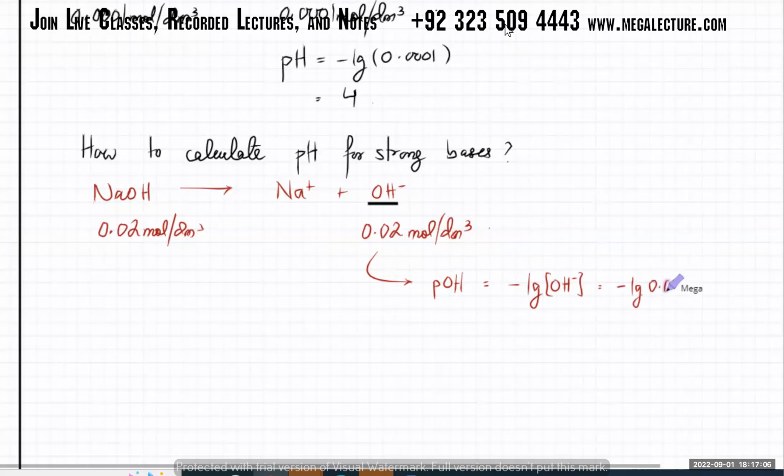क्या value आ रही है इसकी? What do I get for this? किसी ने किया? अच्छा, इसकी वैल्यू आ रही है 0.02. So you're getting 1.7, right? So pOH, and we have never actually heard of pOH, right?